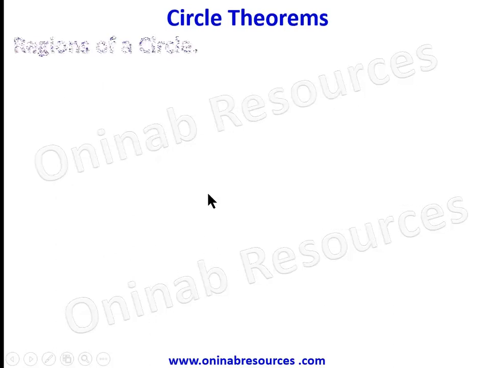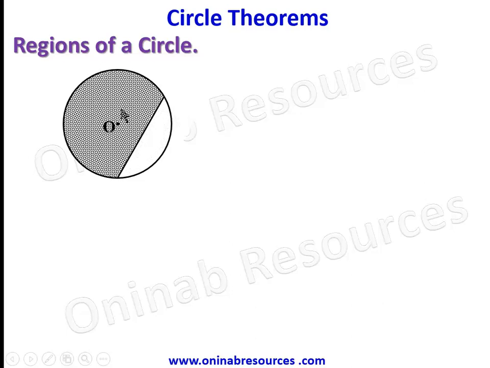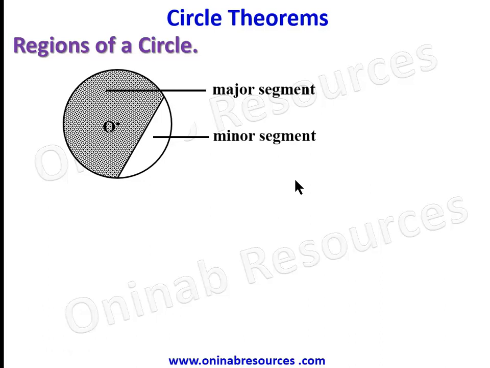Now we look at the regions of a circle. Now consider this circle center O. I have a chord, and this chord is dividing the circle into two regions. The bigger one is the major segment, and the part not shaded is the minor segment. So a chord of a circle divides the circle into two segments. The bigger one is the major segment, while the smaller one is the minor segment.